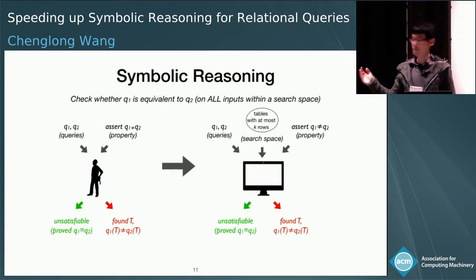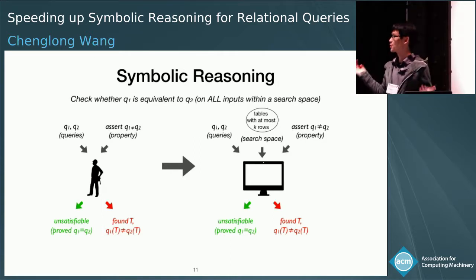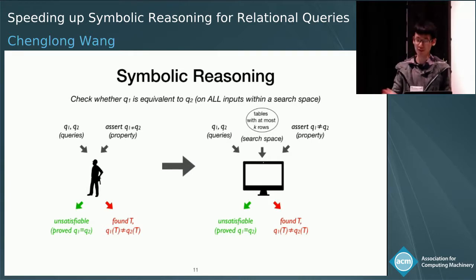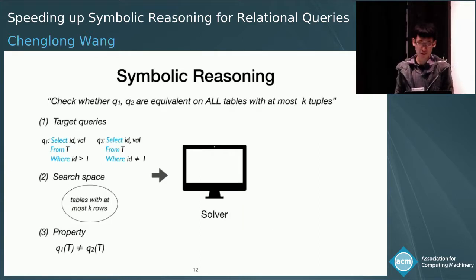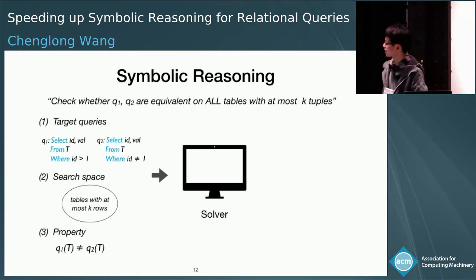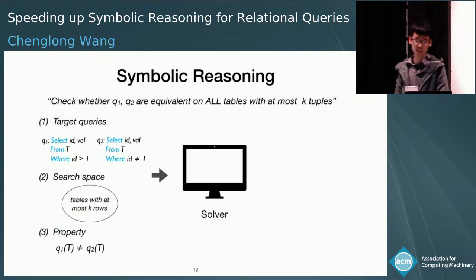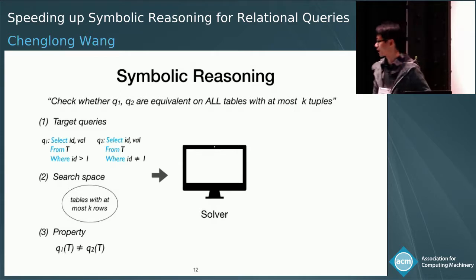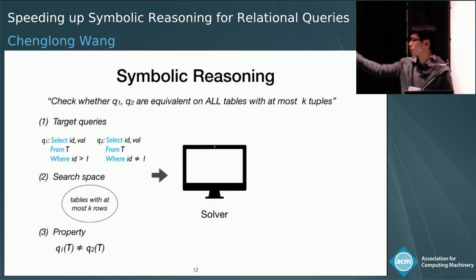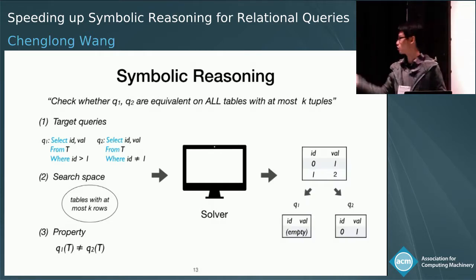So this process seems really nice. You just don't need to do anything, right? Just put in the computer and the solver will just do the task for you. But just before that, let's show a concrete example here. There are two very simple queries with select from where, and they have different predicates. They're pretty different. And you just show the search space, like all tables within about k rows, and the property is whether they're equivalent, and the solver will try to figure out the result for you.